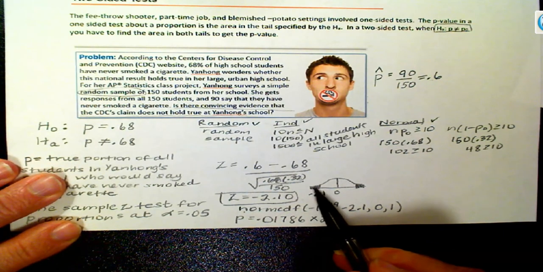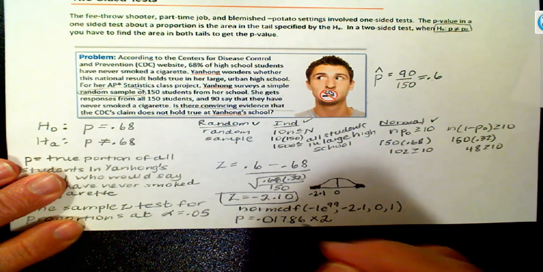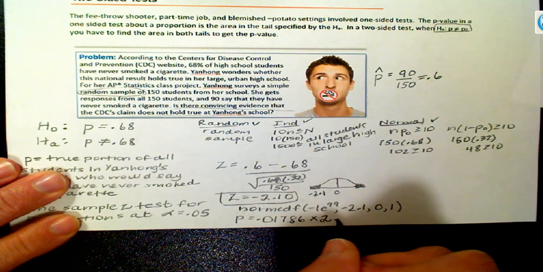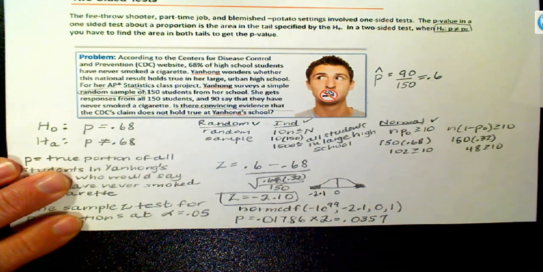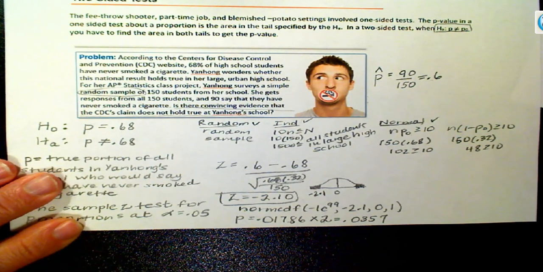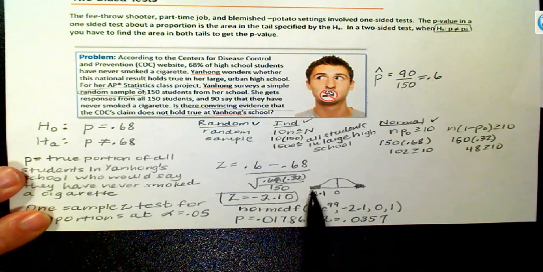Once you find this probability, the other is the same. So all you do is take your p-value and multiply it by 2. So when you have a two-tailed test or two-sided, that's what you're going to do, okay? That's my p-value, 0.0357. So that's the only difference if you have a two-tailed test. Whichever tail you get, you find the probability, and then the other one's the same. Okay, so that's our p-value.